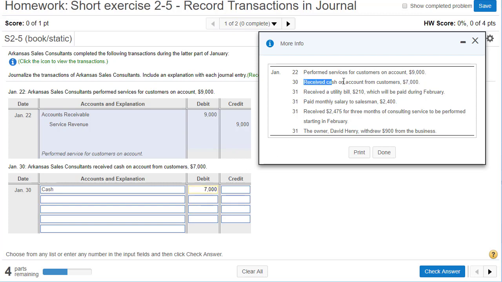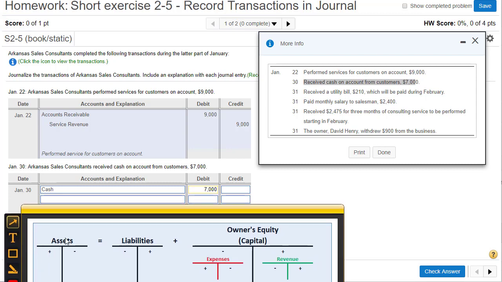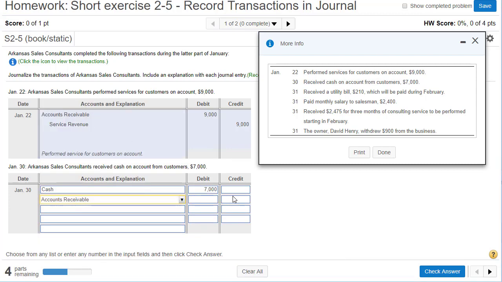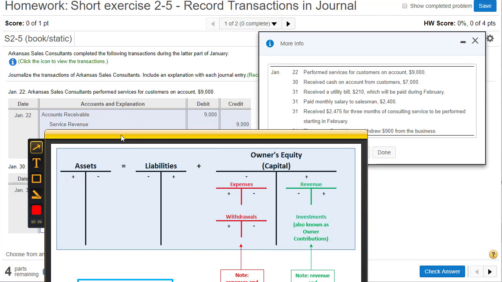Now, why did we receive this cash? Well, we received cash on account from customers. So this means customers are paying some or all of their accounts receivable. So remember, accounts receivable is an asset. So do we have more accounts receivable when customers pay off their receivables, or do we have less? Well, we have less. So that's why AR, accounts receivable, is going to be credited $7,000. So AR is decreasing. So when you are analyzing these accounts, you always have to figure out what type of accounts are affected, and are they going up or down?